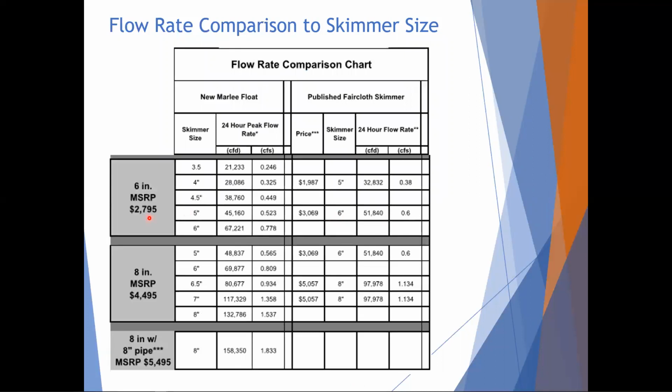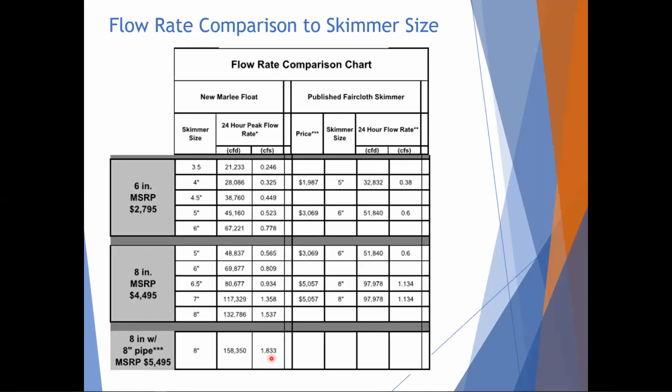And we just introduced new 6-inch and 8-inch skimmers. We actually have 2 8-inch versions, but our 8-inch skimmer with a 7-inch orifice is very close to, or even a 6.5-inch orifice kind of splits, his 8-inch skimmer at the higher flow rate of about 100,000 cubic feet per day. Our standard 8-inch flows 132,000 cubic feet per day. And we have a version of our 8-inch that would use an 8-inch pipe. Our standard 8-inch skimmer uses a 6-inch pipe, but we have a new 8-inch skimmer that uses an 8-inch pipe that gets almost to a 2 CFS flow rate, about 1.8 CFS, or almost 160,000 cubic feet per day.